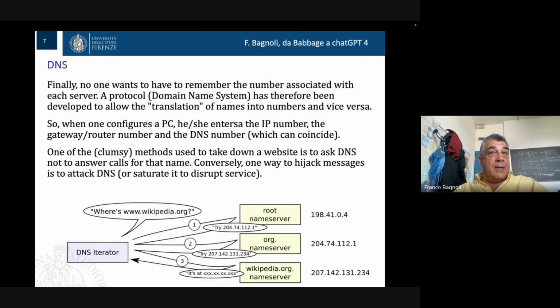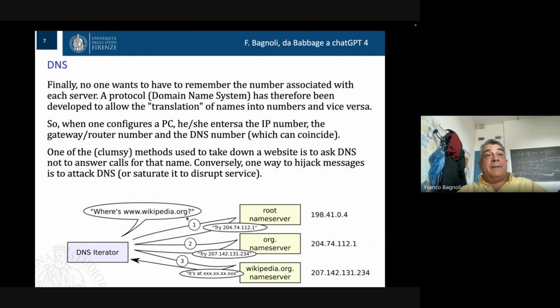And finally, you don't want to know the numbers, also because nowadays this can change or can be just virtual names, virtual numbers. So there is another protocol which is widely used, called the domain name system, which essentially does the translation from one symbolic name, a string, to the actual IP number.